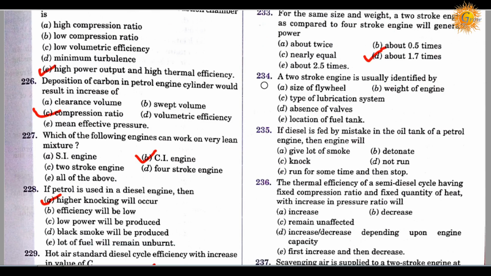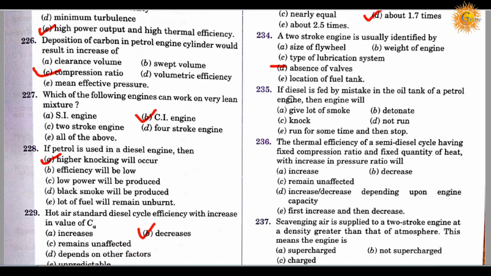Question number 234. A two-stroke engine is usually identified by: option A, size of flywheel; option B, weight of engine; option C, type of lubrication system; option D, absence of valves; option E, location of fuel tank. So the correct answer is D, because a two-stroke engine is usually identified by the absence of valves. It's very simple.